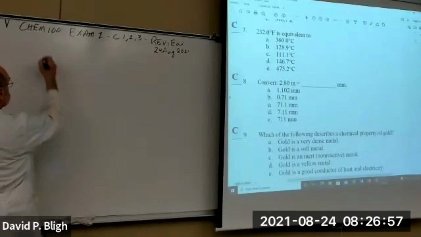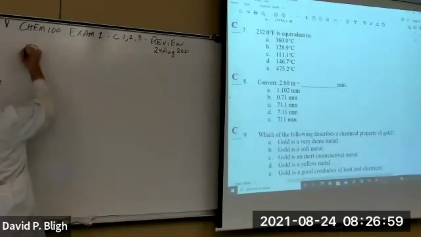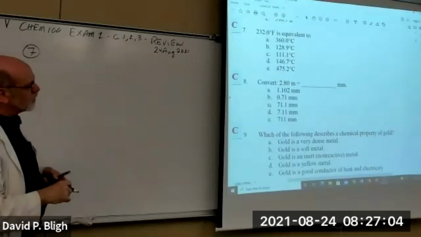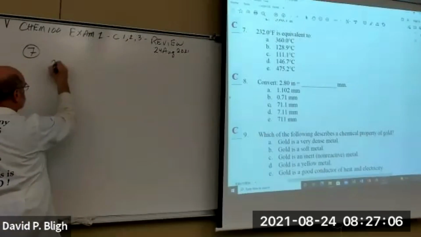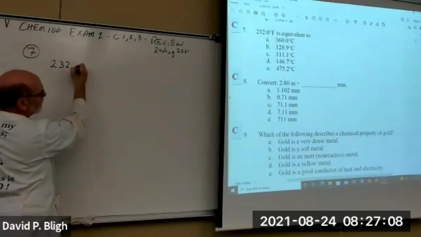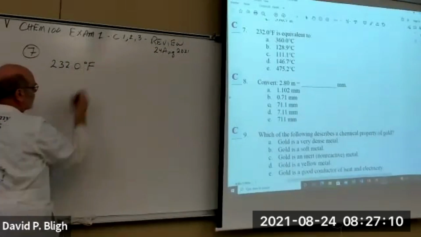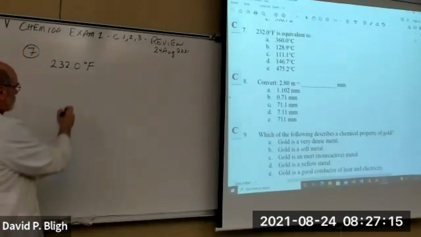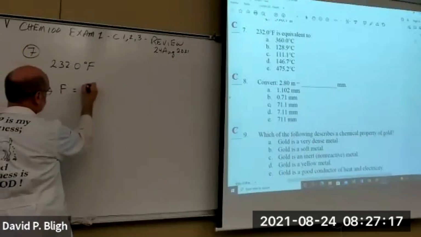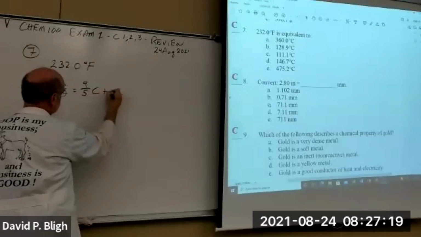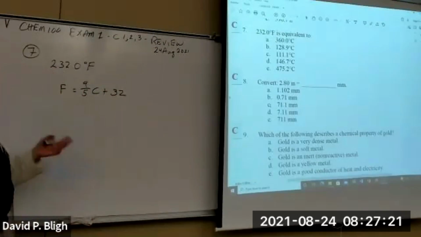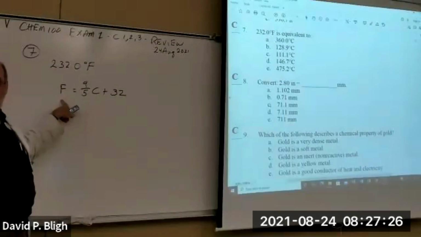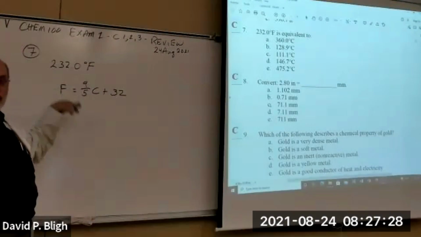So it looks like this one is another temperature conversion, but it's going the other direction. 232.0 degrees Fahrenheit. And the formula I memorized is this one. So you have 2 choices. You can either plug the number in here and solve the unknown, or you can go ahead and solve the formula and then plug in the number.